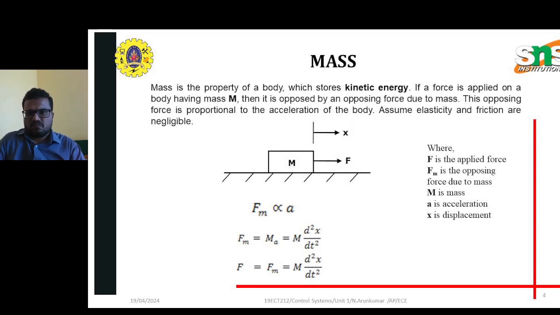Mass. For a mass in the moving element, there is an opposing force due to the mass. The opposing force is proportional to the acceleration of the body. Assume that elasticity and friction are negligible. Here F is force and a is acceleration. So F is proportional to acceleration, and the equation is Fm equal to M into d square x by dt square. F is the applied force, Fm is the force due to the mass, M is the mass, a is the acceleration, and x is the displacement.